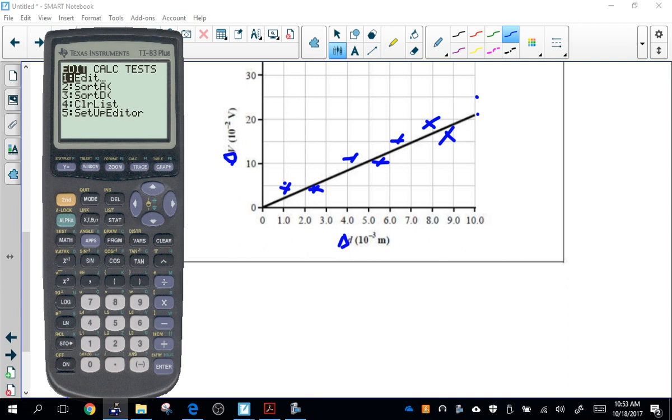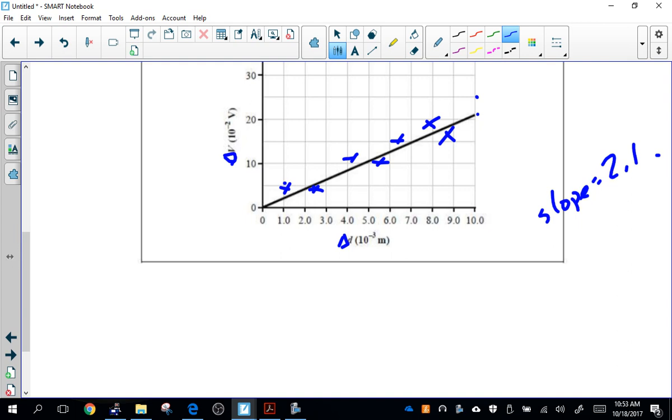So hit stat and then go over to calc. And then go down to option number 4, which is LinReg, or linear regression, ax plus b. Depending upon the version of your calculator, you may have to hit enter a couple of times, up to 4 times. But just keep hitting enter until you get these numbers spitting out. It says y equals ax plus b, a is equal to 2.1, b is equal to 0. So in other words, the slope of this graph is 2.1, and the y-intercept is 0. Does that make sense?